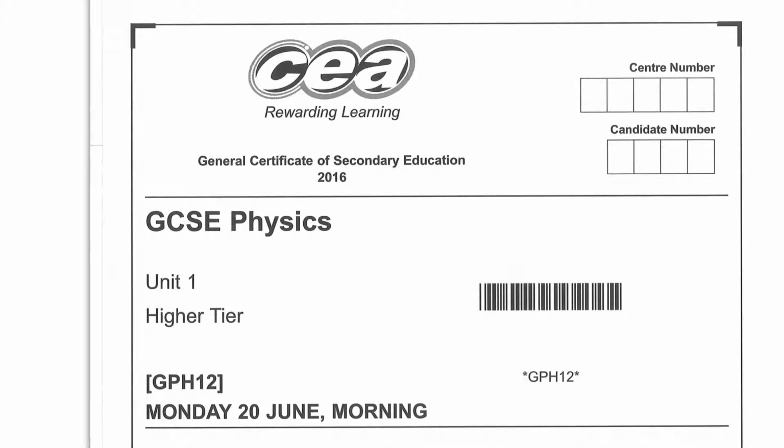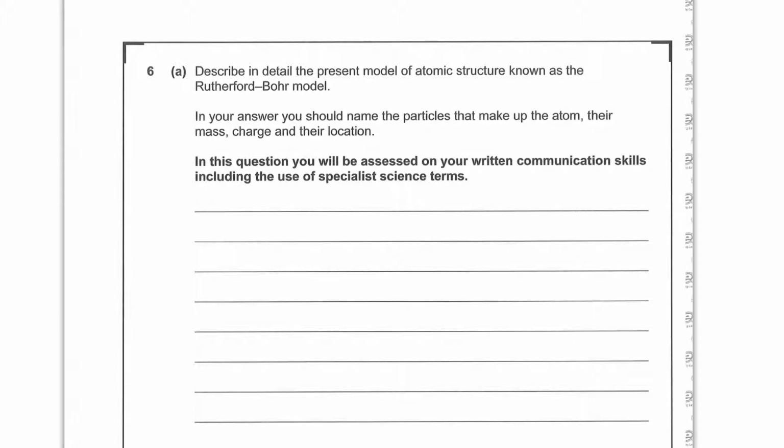We're looking at GCSE Physics Unit 1 Higher Tier from CCEA for 2016. And we're looking in particular here at question 6. Part A. Describe in detail the present model of atomic structure known as the Rutherford-Bohr model.